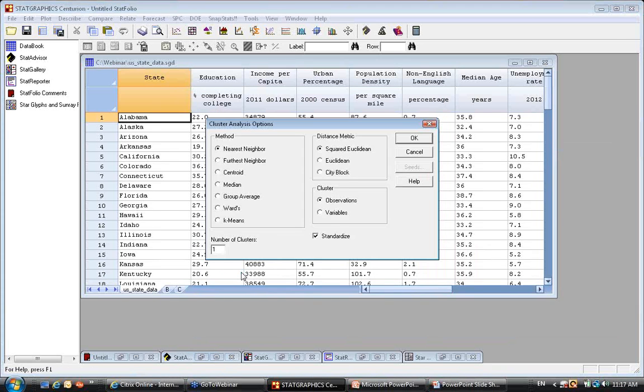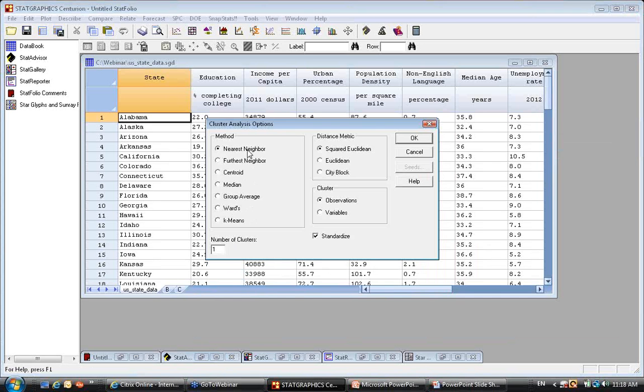Okay. Now, the second dialog box I'll see is the analysis options dialog box. And here I need to tell it what method I want to use to put those states into groups. There are a total of 7 different methods that Statgraphics offers, everything from the nearest neighbor down to the method of k-means. The first 6, all the methods except for k-means, are what are called hierarchical clustering methods. They'll start with every object, every state, in a separate group. So they'll start with 50 groups.